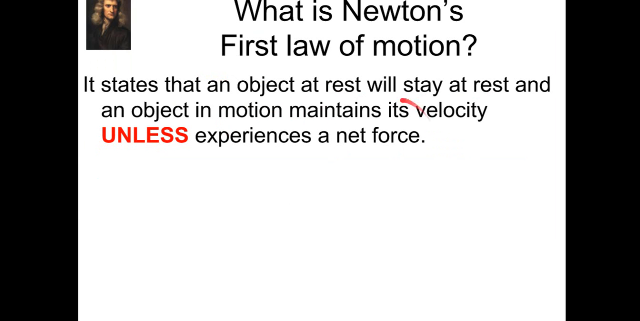An object at rest stays at rest because it's balanced. It has 0 net force. An object in motion maintains its velocity because it has 0 net force. So it's balanced is what that's saying. Now if it experiences a net force, then it will change.